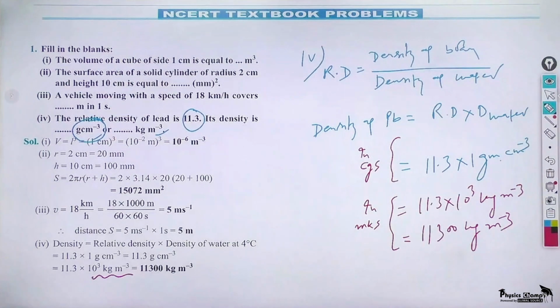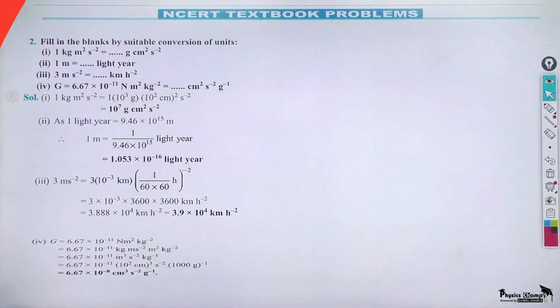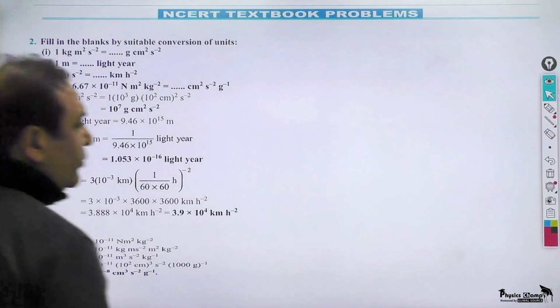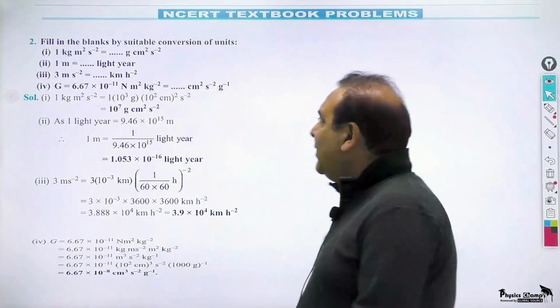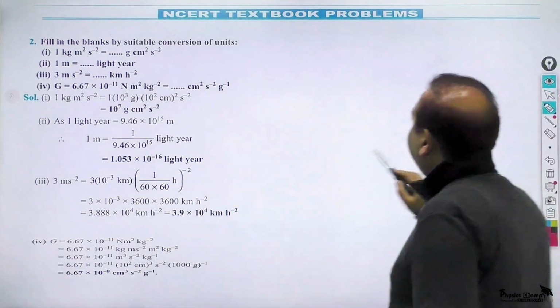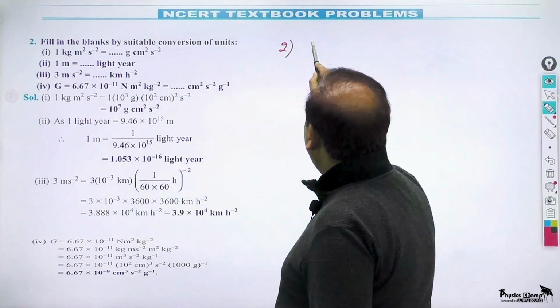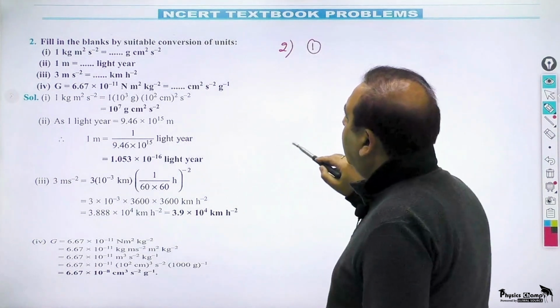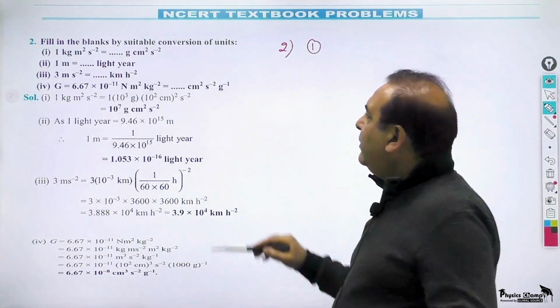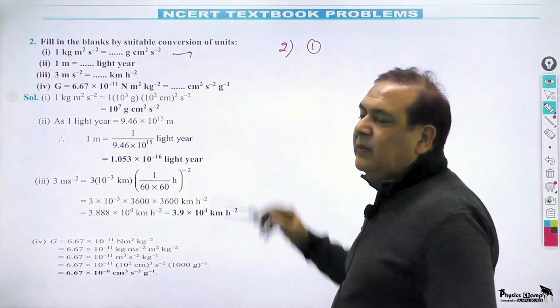So that's how is question number 1 of NCERT. Now question number 2 of NCERT again has 4 parts. Let's have a look at all these 4. Question number 2, first part. You need to have an equivalent value from one system of unit into another.